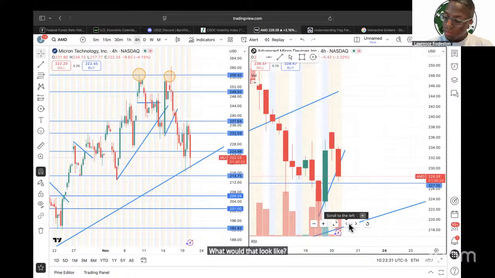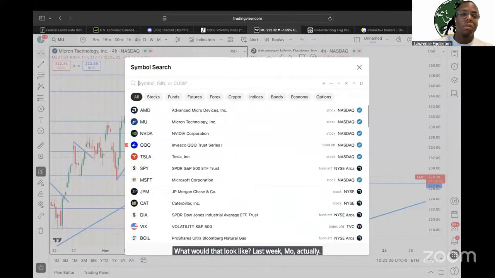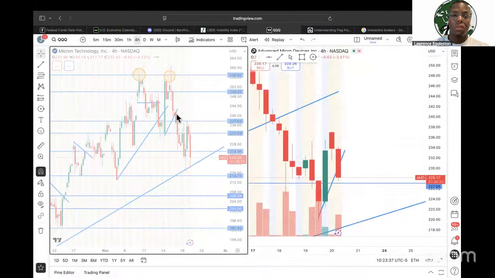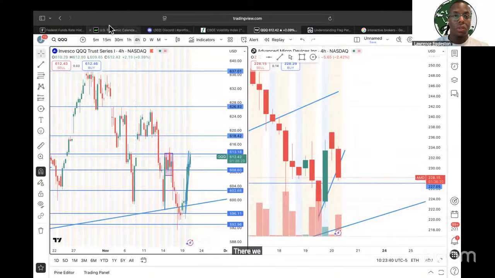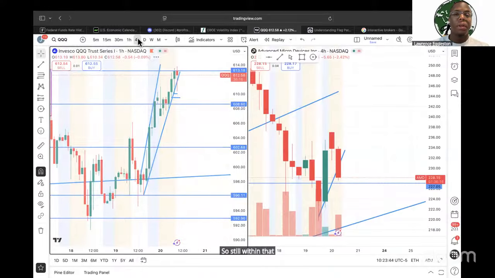Let's see. The QQQ is trying to fight. I think it's at 612 and a quarter. There we go, or 612. So still within that wedge pattern right there.